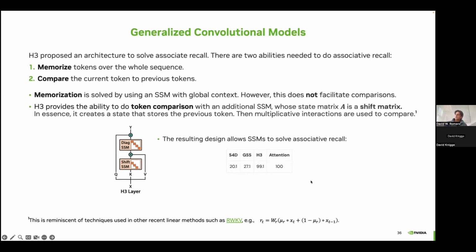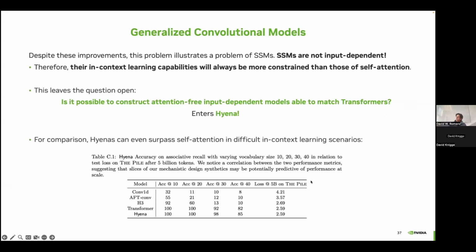With this, they were able to solve a little bit of the task. But that does not really solve the problem. The reason is that the key thing these models were still missing is the input dependency part, which is the thing that allows transformers to do this kind of task very easily. And so there was a paper called Hyena that tried to improve the in-context learning capabilities of general convolutional models.